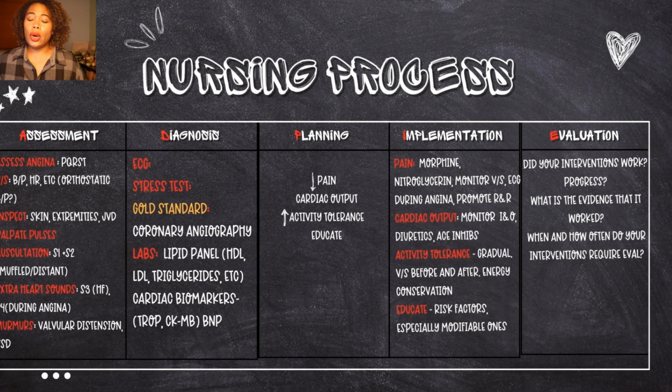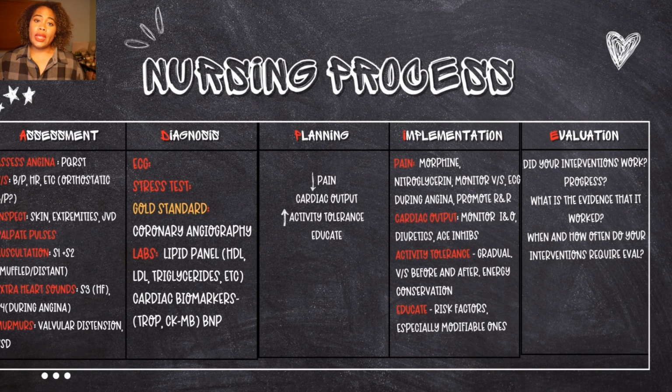To go with that, the implementation is where you're going to implement your interventions. So what you plan to do, your interventions need to match what you were planning to do. So if you're planning to decrease their pain, you're going to look to have some nitroglycerin in the orders, some morphine in the orders. You're probably going to want an ECG on them because you want to know when those angina episodes are happening and what happens during those angina episodes. And you want to promote rest and relaxation as much as possible and monitor their vital signs, of course.